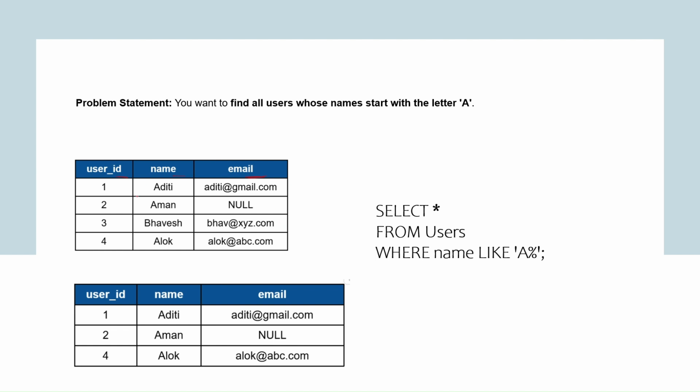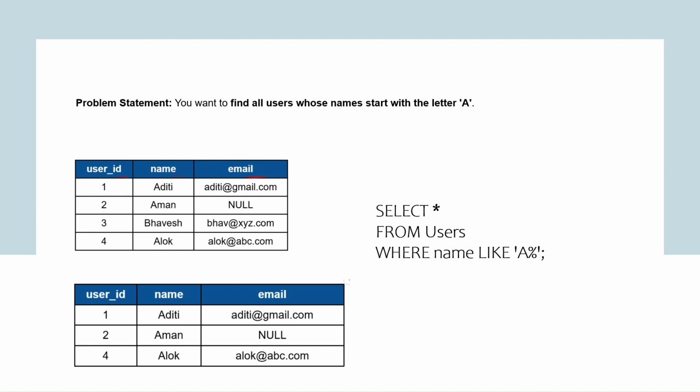So now here it is very clear that you only want to filter out the users whose names start with the letter A, and it's very clear that you will be getting user ID 1, 2 and 4 in your output, because the names that start with the letter A are Aditi, Aman and Alok. Okay, so that's how your output table would look like.